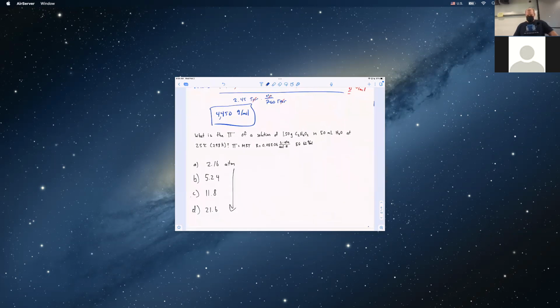Okay, so what is the osmotic pressure of a solution that has 1.5 grams of ethylene glycol in 50 milliliters of water at 298 Kelvin? Osmotic pressure equals MRT. R is given, and ethylene glycol is 62 grams per mole.